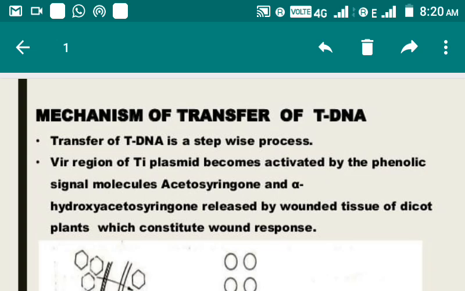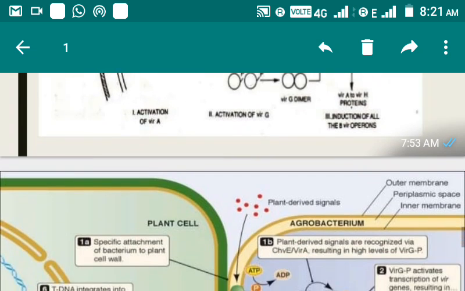Out of them the most important one is acetosyringone, which is released by wounded tissue of dicot plants, which constitutes the wound response. So this is the first and crucial step to initiate the transfer of the gene. It is a phenolic compound, and it is secreted by the wounded plant part, which signals the activation of the Vir genes. Now these Vir genes sequentially activate further genes in a step by step manner.